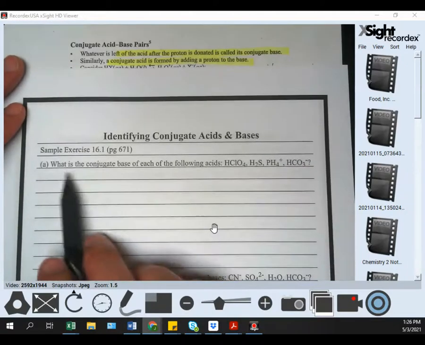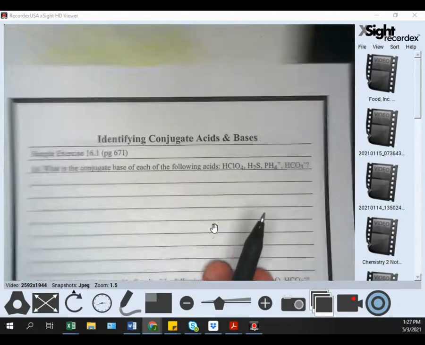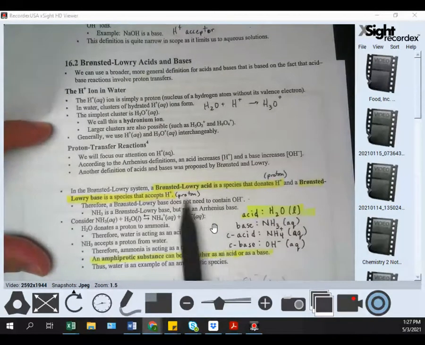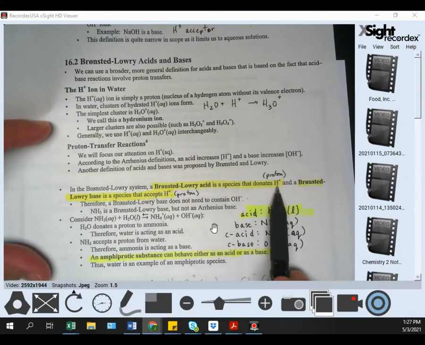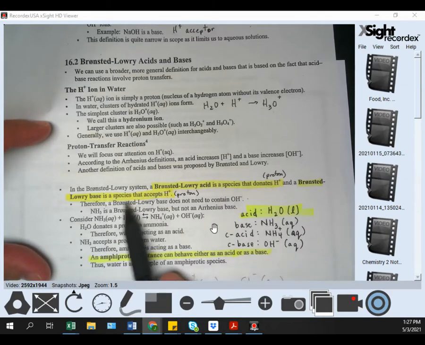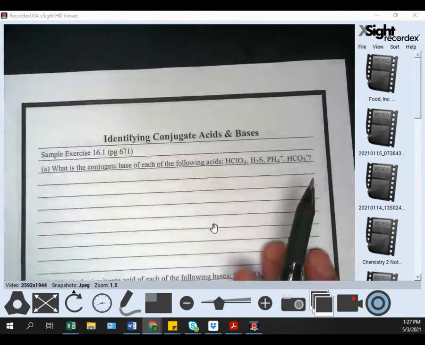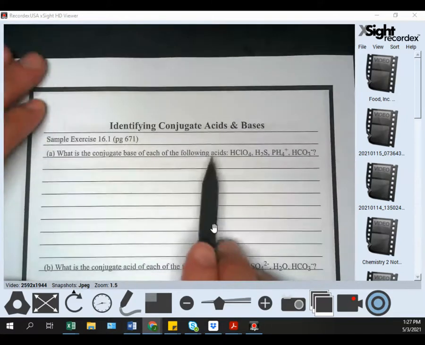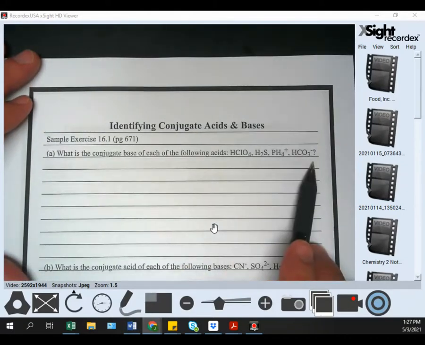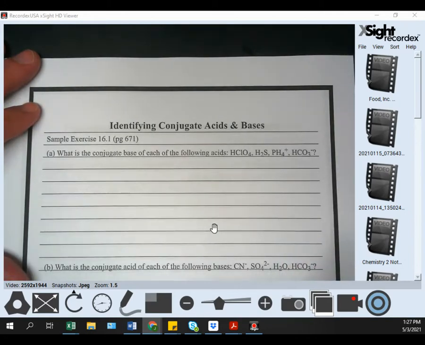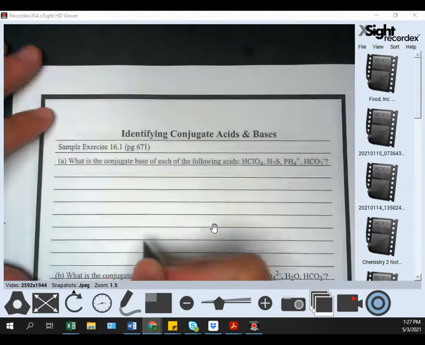Okay. So really what we need to remember as we're doing these is, acids are going to be things that donate hydrogen, give up. Bases are going to be things that accept. So here, they're saying that these are acids. If they're acids, that means they have to give up a hydrogen, right? So this actually is not hard at all.